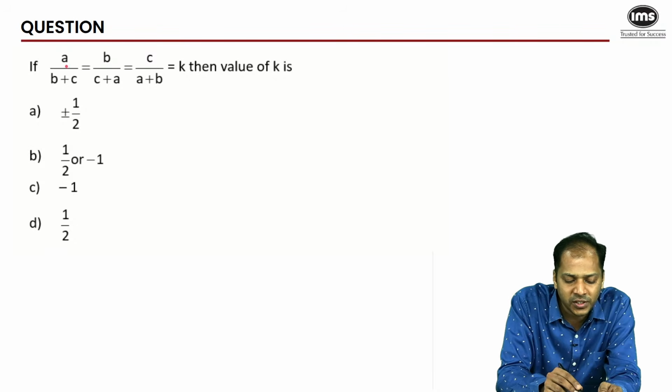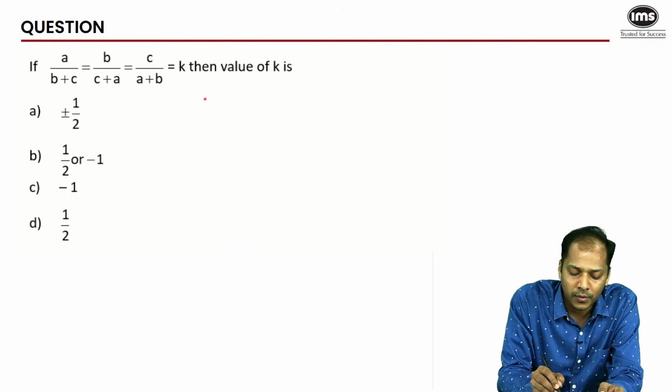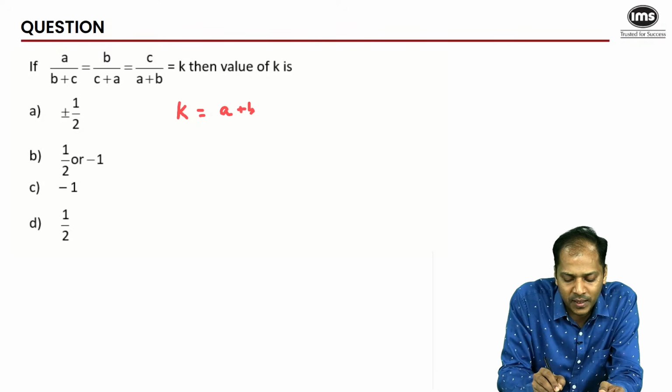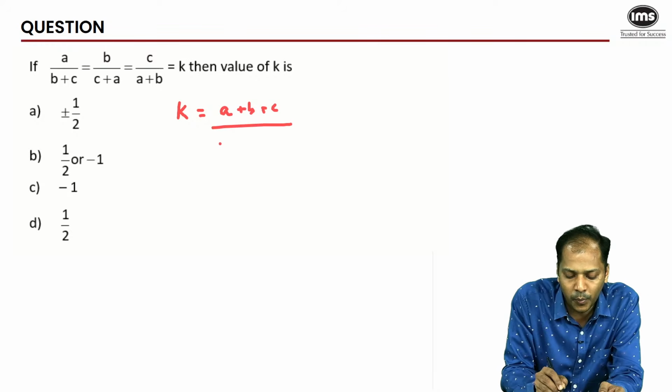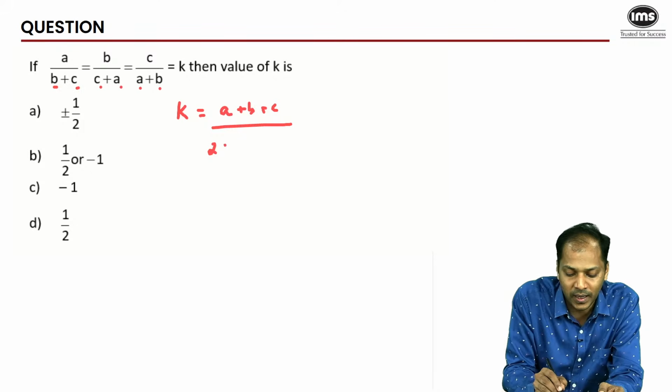So all these fractions, a upon b plus c is equal to b upon c plus a is equal to c upon a plus b, would also be equal to this k, which equals a plus b plus c upon 2 times, basically b plus c plus a plus b. So that will actually be 2 times a, 2 times b, 2 times c.